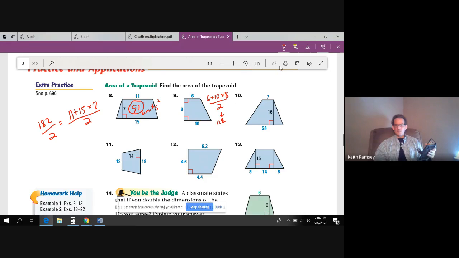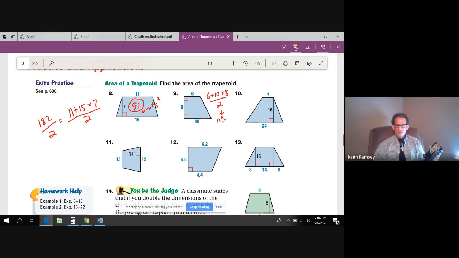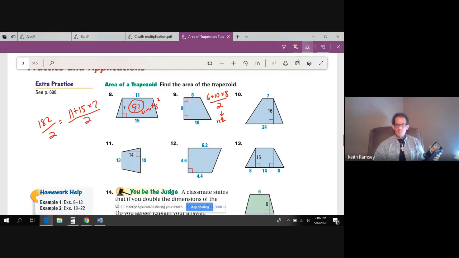Yeah, let me use my eraser. Do I have an eraser on this? I think I do. Maybe not. Try that again. Hey, look, it works.